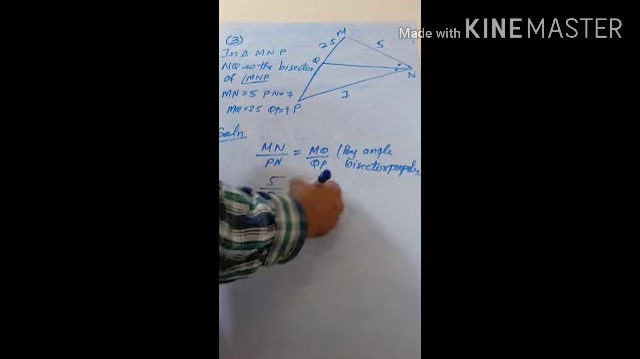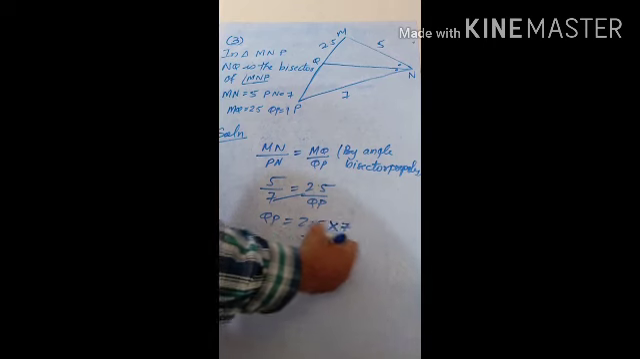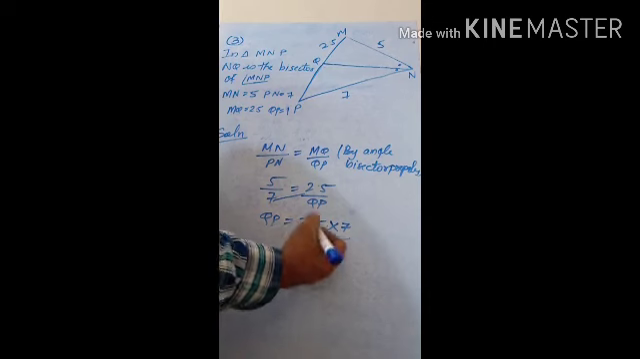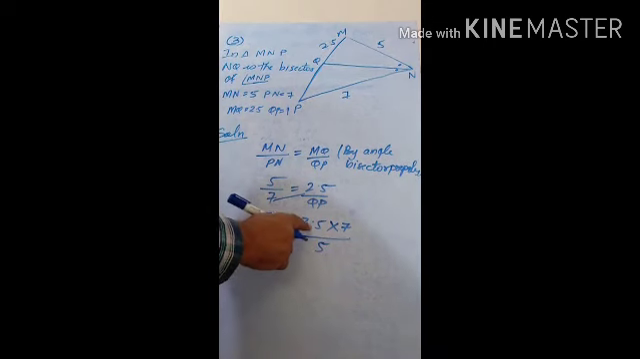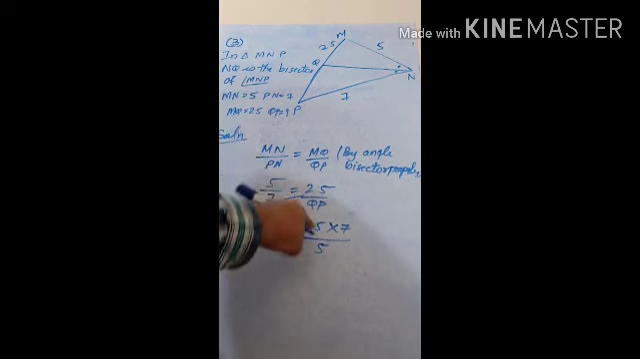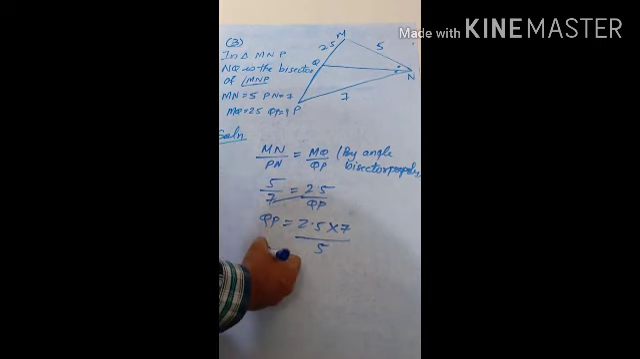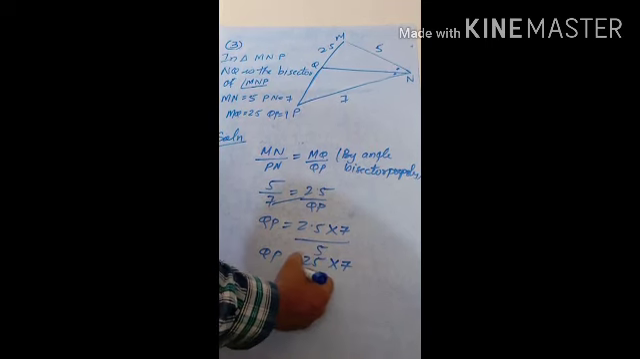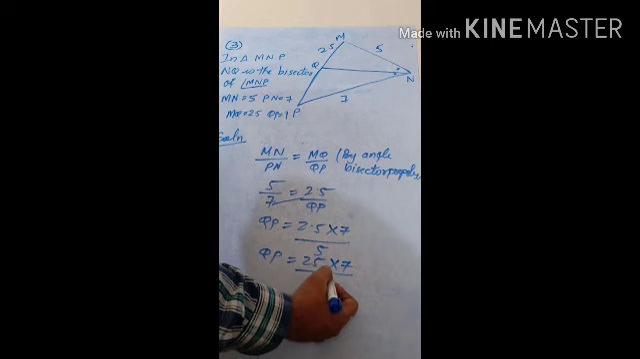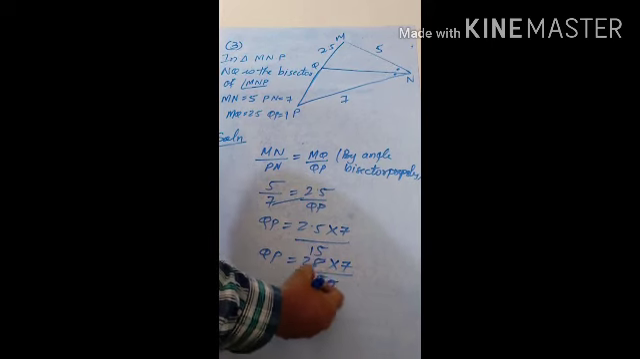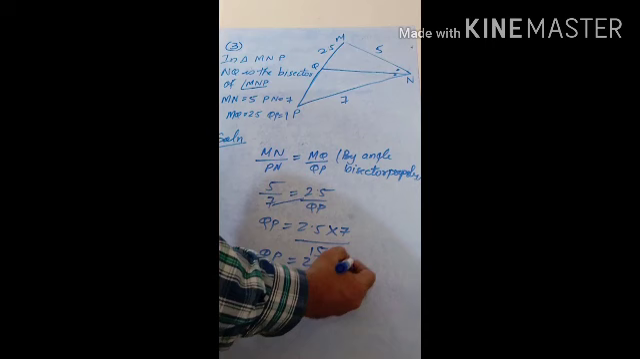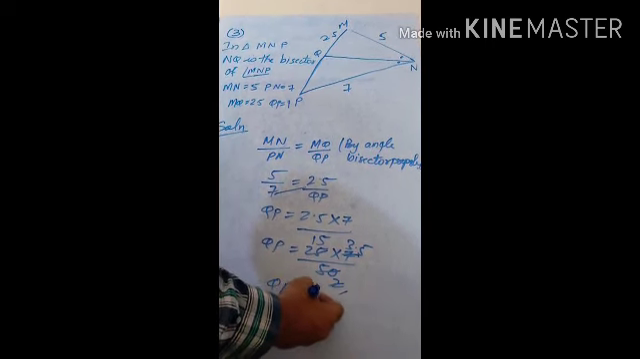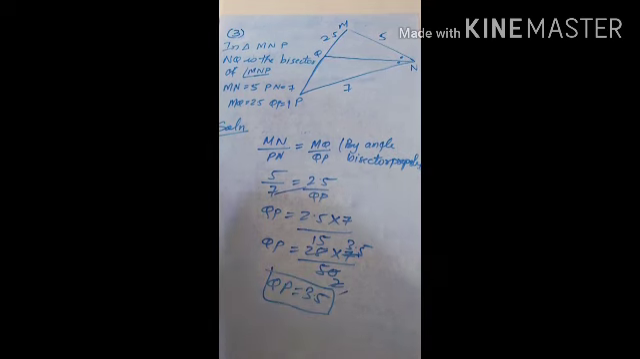Cross multiplication. 2.5 multiplied by 7. Divide by 5. So, for removing this decimal, we write it as 25 into 7, and over here we write 5 into 10, 50. 25 1 is 25, 25 2 is 50, 2 1 is 2, 2 3 is 2 5 is QP. QP is equal to 3.5. The value of QP is equal to 3.5.